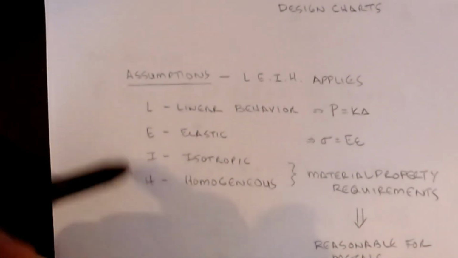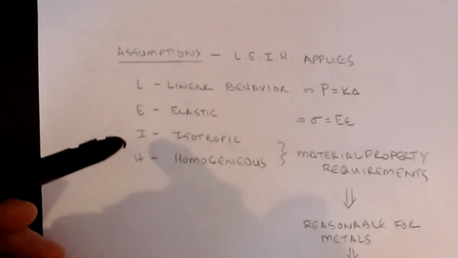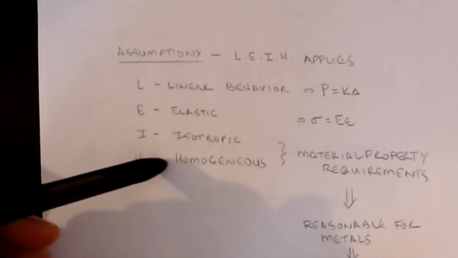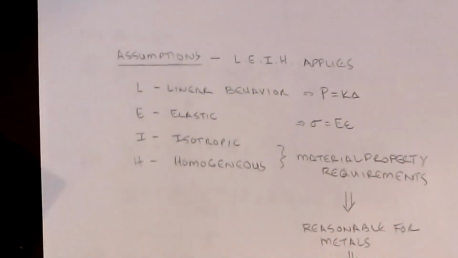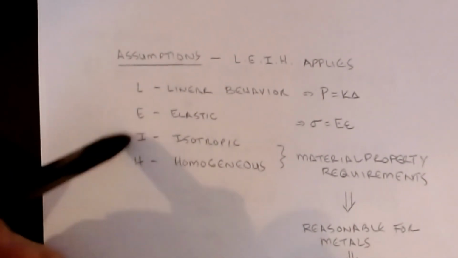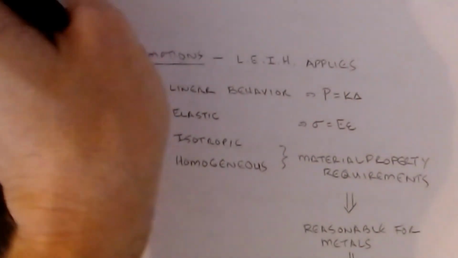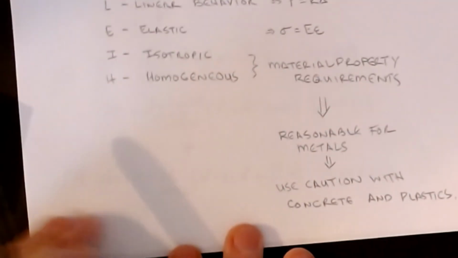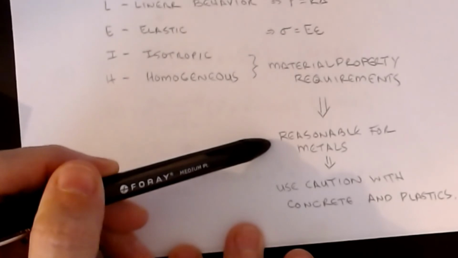The other two are important, but probably not as important, especially for most engineering materials. These are isotropic and homogeneous. These are material property requirements. They have to do with the orientation of crystals in a given direction versus the orientation of the crystals throughout the cross section. Especially for steel, we're okay. Generally, for most structures, it's a fairly reasonable assumption that this applies, especially for metals. Steel, no problem.